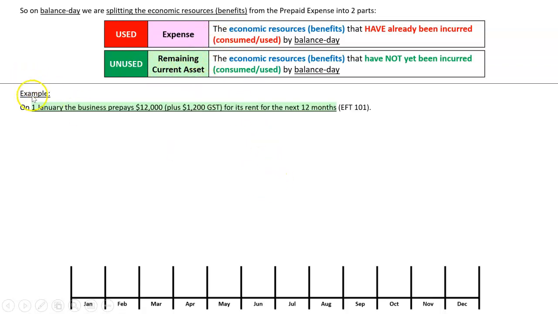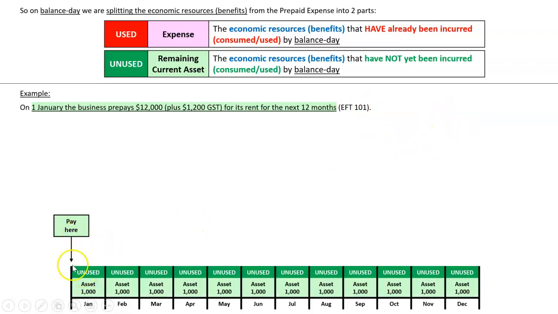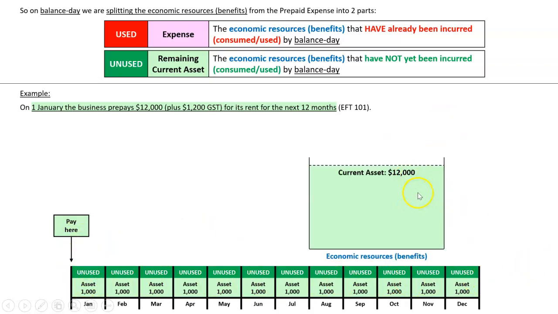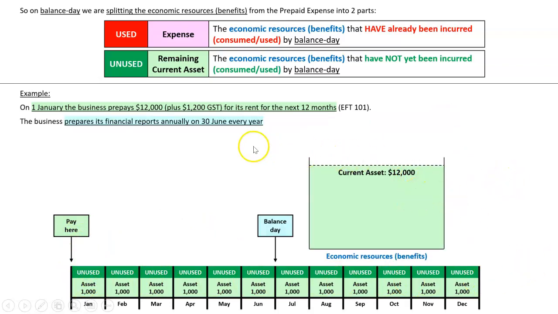So let's take our example. On the 1st of January, let's prepay $12,000 plus $1,200 GST for rent for the next 12 months. We've got EFT 101, and we paid it via online banking. And there we go. As soon as we did that, that's actually an asset of unused economic benefits. Put it in our tank. Then balance day happened. Now for this business, let's say balance day could be anywhere, but let's say for this business, it's going to prepare its financial reports annually on the 30th of June, right here.